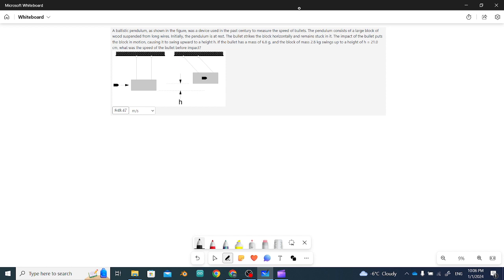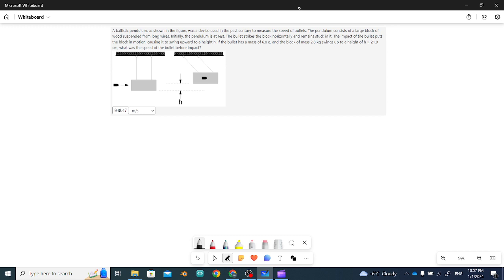The impact of the bullet puts the block in motion, causing it to swing upward to a height h. If the bullet has a mass of 6.28 grams and the block has a mass of 2.8 kilograms, and swings up to a height of 21 centimeters, what was the speed of the bullet before impact? Now, the fact that they're stuck together after the impact means that it is a completely inelastic collision. So, we want to know the speed of the bullet before impact.